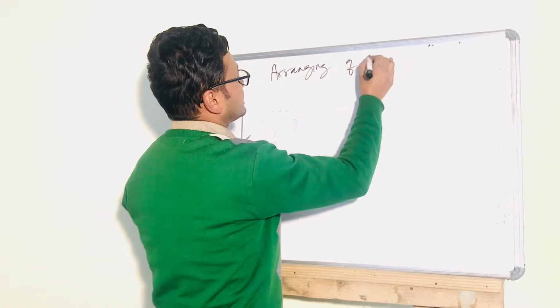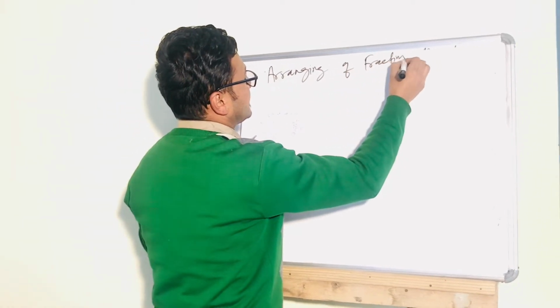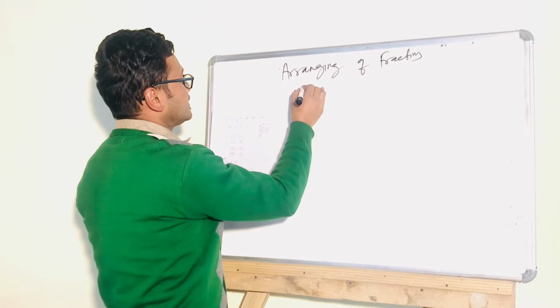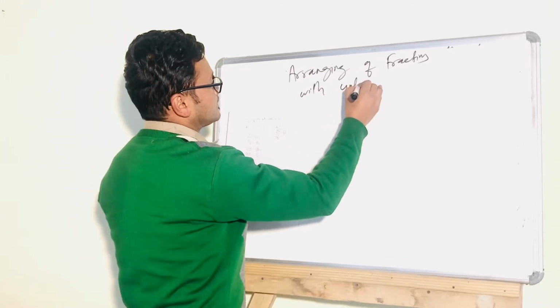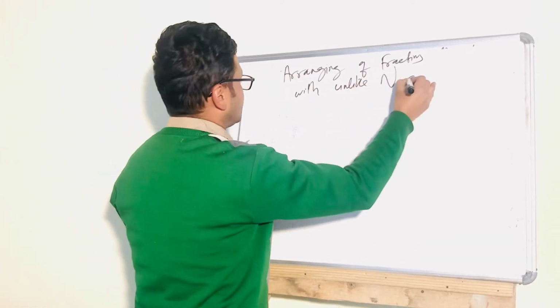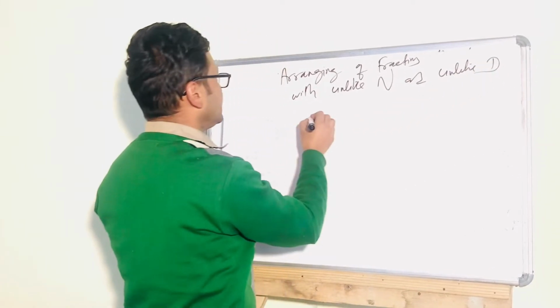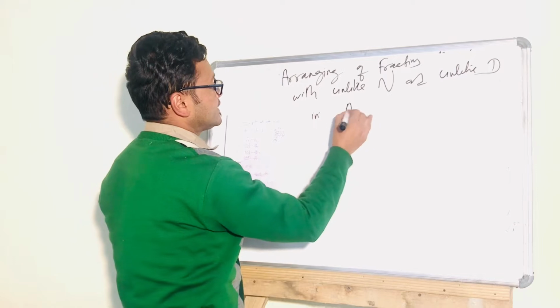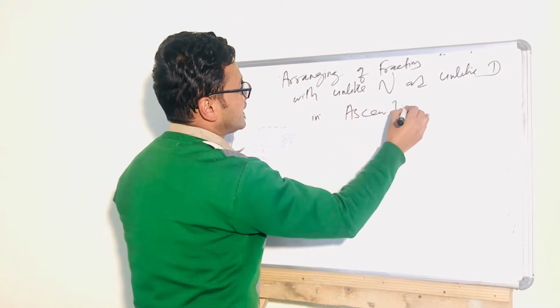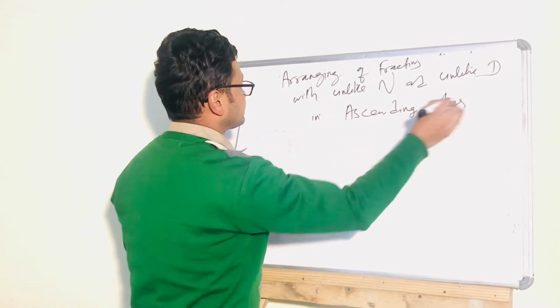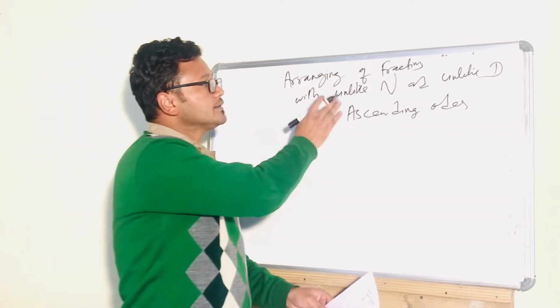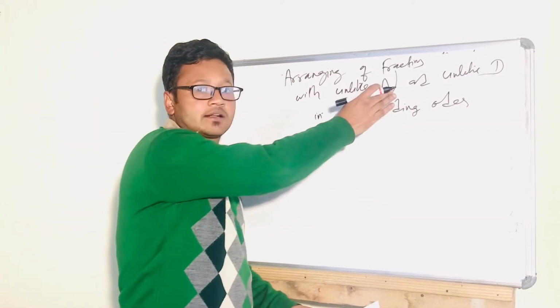of fractions with unlike numerator and unlike denominator in ascending order. Or we can say, comparison of fractions with unlike numerator and unlike denominator.